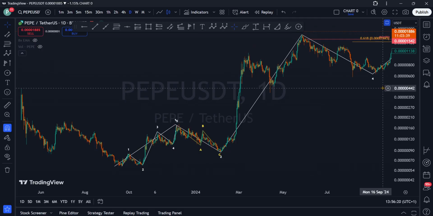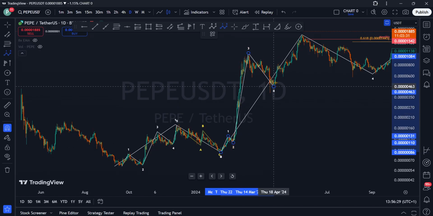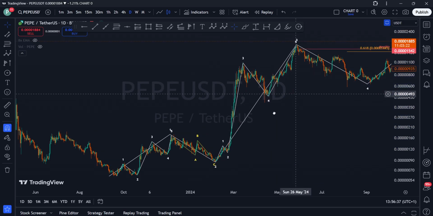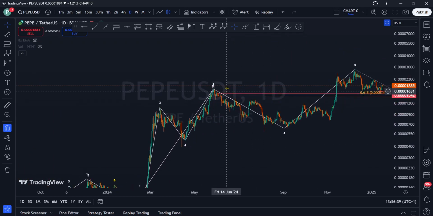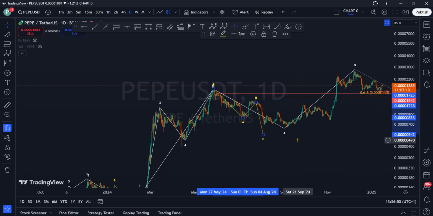Now into the third wave, I can also spot a first wave 1, 2, 3, 4, 5. That means wave 1 is complete, wave 2 ABC is complete, wave 3 1, 2, 3, 4, 5 complete. Now onto wave 4, which is the second corrective wave. I can also identify an ABC correction here, A, B, and C.